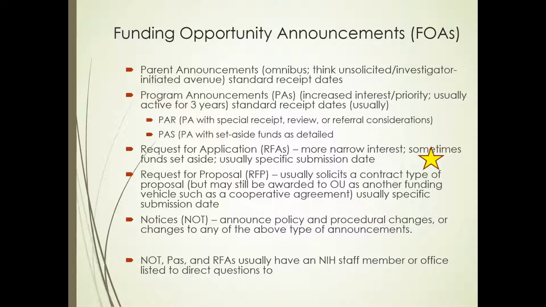Then they have program announcements, usually based on some type of special interest or priority that they're seeking work in at NIH. They usually also follow the standard receipt dates, just like the parents do, and they're usually 3-year proposals. And so those come out as PARs, so they have the program announcements with a receipt or review consideration, and what they call a PAS, a program announcement that has set aside funds. So when you see a PAS announcement, that means they already have funds set aside for it.